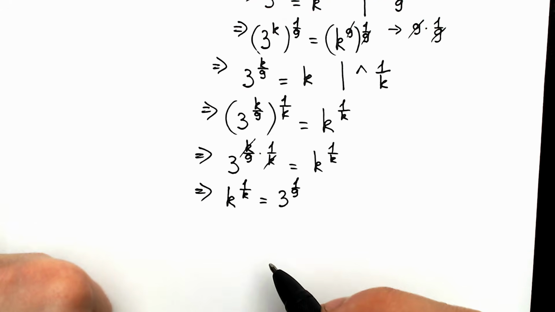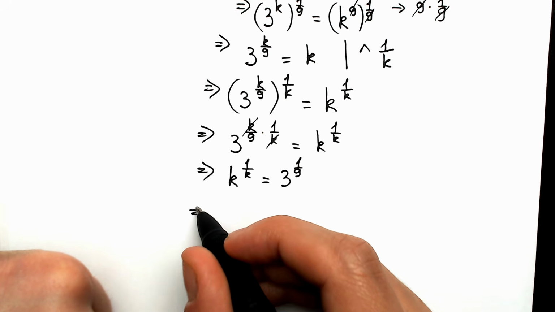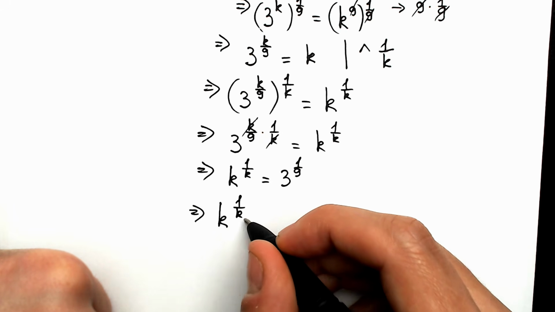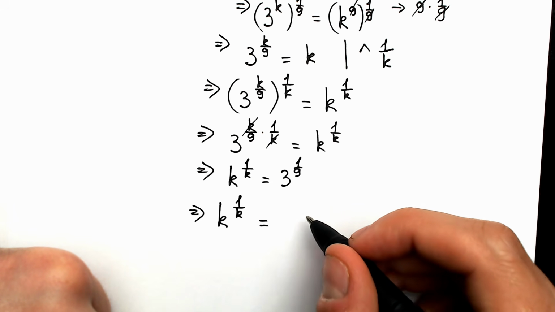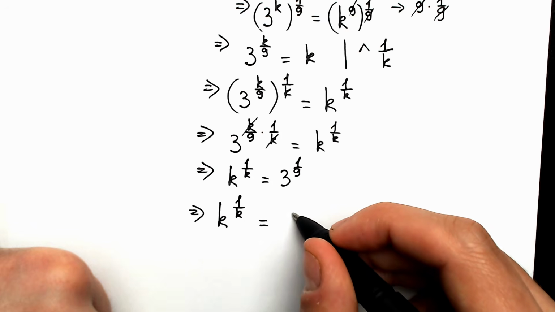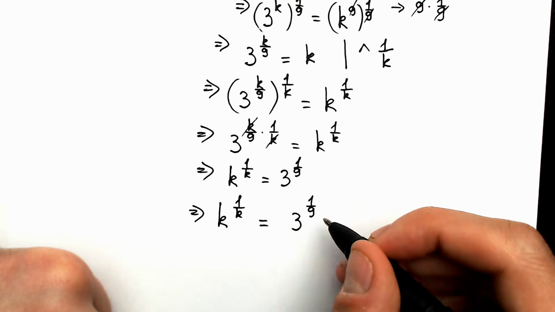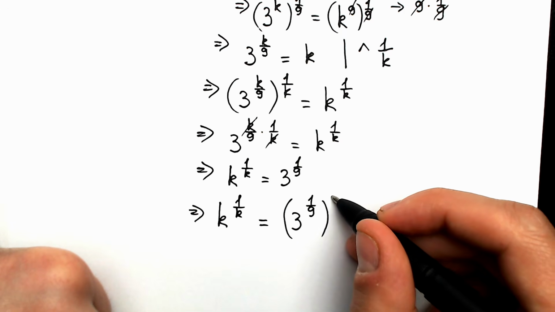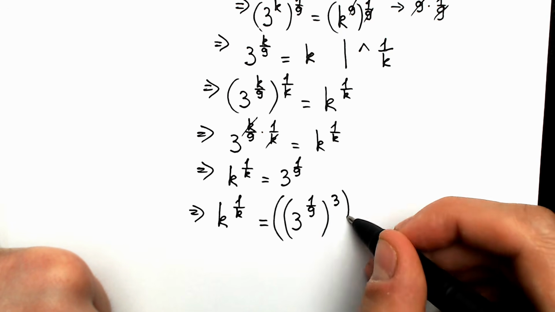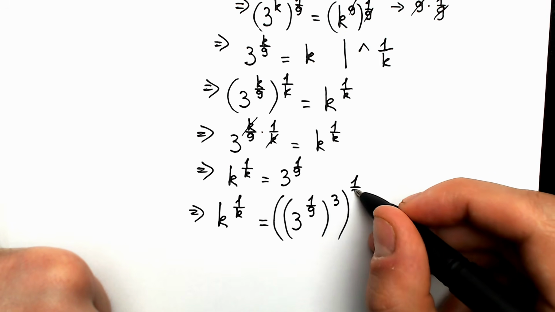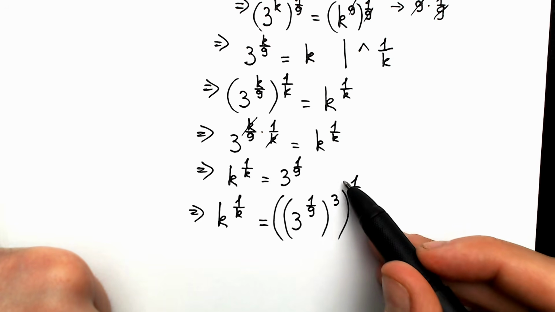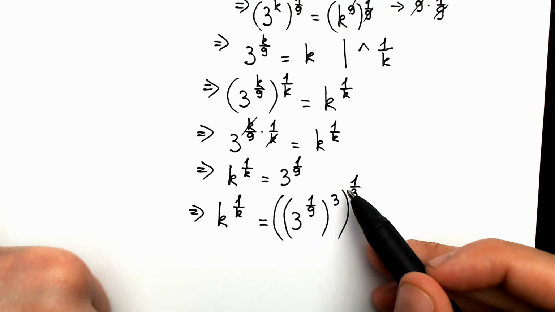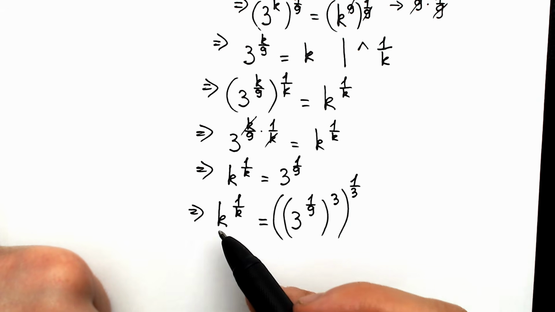The next thing we're going to do is a really tricky move. Our left side stays without any changes, so we have k to the power 1 over k. But on the right side, I'm going to do a very tricky move. I'm going to write the same expression, 3 to the power 1 over 9, but I want to raise this to the power 3 and raise this to the power 1 over 3, because we can't change our expression, and if we multiply 3 times 1 over 3, we have the same expression. So this is a tricky move which changed absolutely nothing.